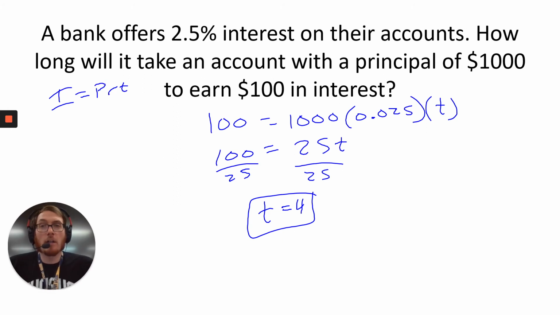Next question, bank offers 2.5% interest. That's the rate. We're going to change that to 0.025. How long will it take? I'm looking for the time. To have a principal of 1,000, so that's P, and then interest is 100. So I've got 100 equals 1,000 times the 0.025 times T. I multiply the right side in this case together, and then divide by 25 on both sides. I get T equals 4, and remember, that's 4 years. Time is always in years in these scenarios.